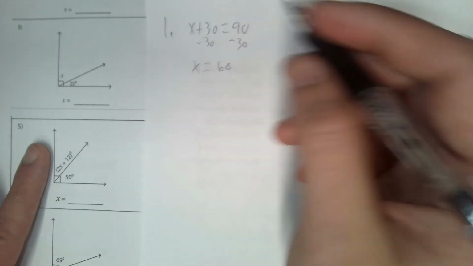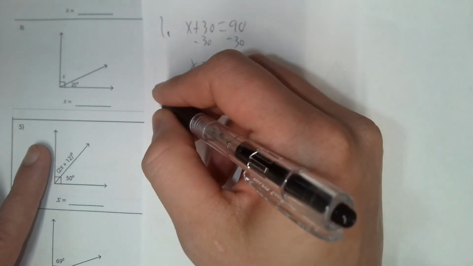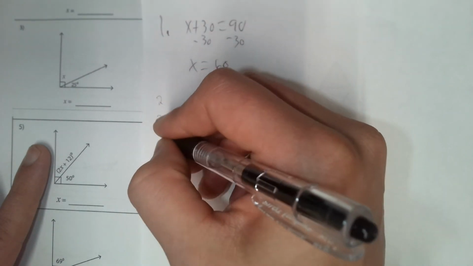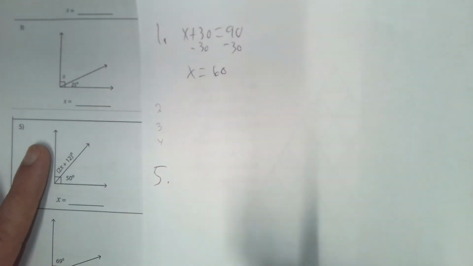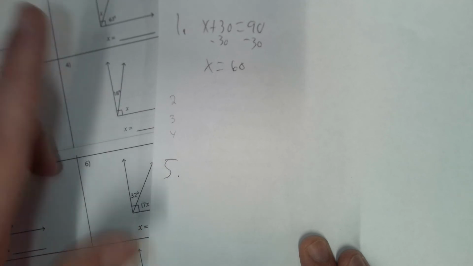Number 5, we have an example of a 2-step. So this would be number 1, then you're going to put number 2, number 3, number 4. That's what you're doing. And then now I'm going to do number 5. In fact, if you want to pause the video and do 2, 3, and 4, that's probably a good idea. So if you want to pause it right here and do number 2, number 3, and number 4, I would do that.